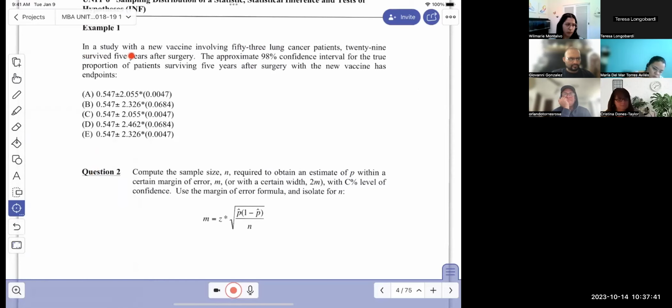In a study with a new vaccine involving 53 lung cancer patients, 29 survived 5 years after surgery. The approximate 98% confidence interval for the true proportion of patients surviving 5 years after surgery with the new vaccine has these endpoints. Okay, so if you've never taken stats before, it's fine. I'm going to explain all of this.